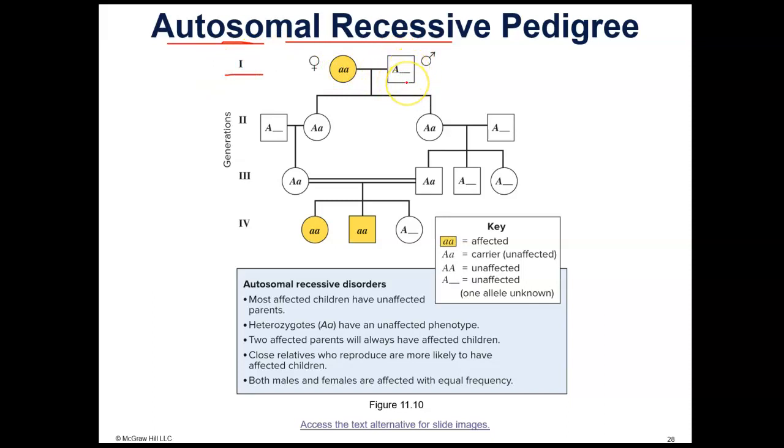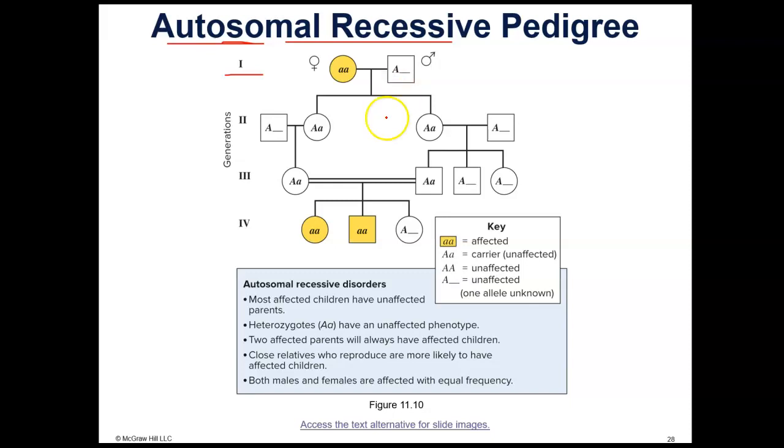We know that the father, in generation 1, has the dominant trait, but we are not sure if he is a carrier. So we don't know if he's big A, big A, or big A, little a. So we just put a blank there, or sometimes you'll see a question mark, but it'll just be big A, and then we don't know the second allele. We know he has one big A because he doesn't have the disorder. And it's dominant to not have the disorder.